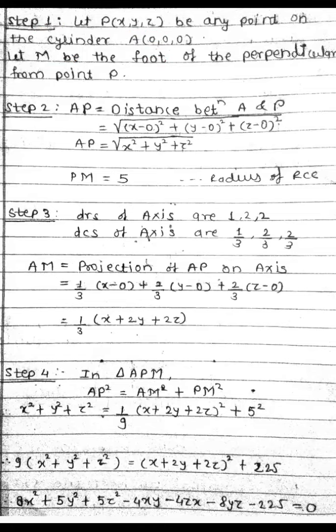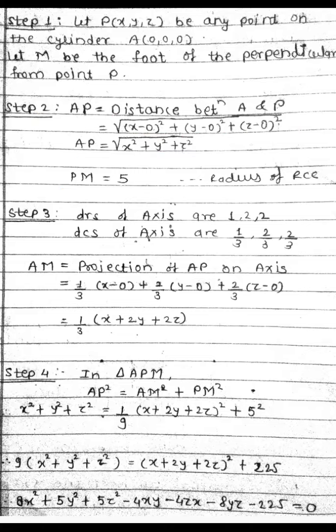In the second step, we define the line AP, that means the distance between points A and P. So use your two-point distance formula: the square root of (x minus 0) squared plus (y minus 0) squared plus (z minus 0) squared. So we obtain the AP distance as the square root of x squared plus y squared plus z squared, and PM is itself 5 because it is the radius of the right circular cylinder.